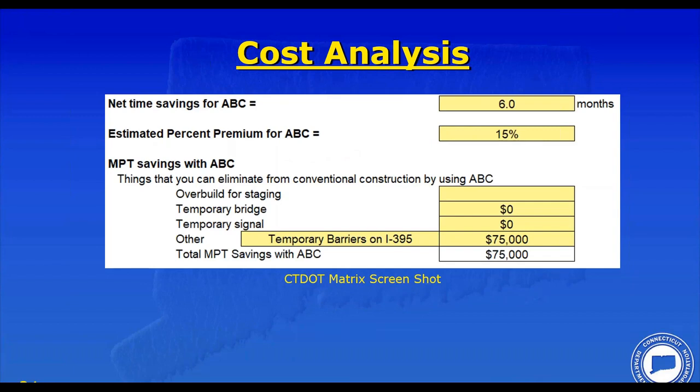The premium for ABC on this particular job, prefabricated modular deck beams, is a fairly straightforward ABC process. Prices tend to be a little lower because it's not as complex, so we use a 15% premium. And we're estimating we can only save 6 months with ABC. So with 6 months savings, we look at temporary barriers for stage construction. We estimate $75,000 for this bridge to do the 2 stages.